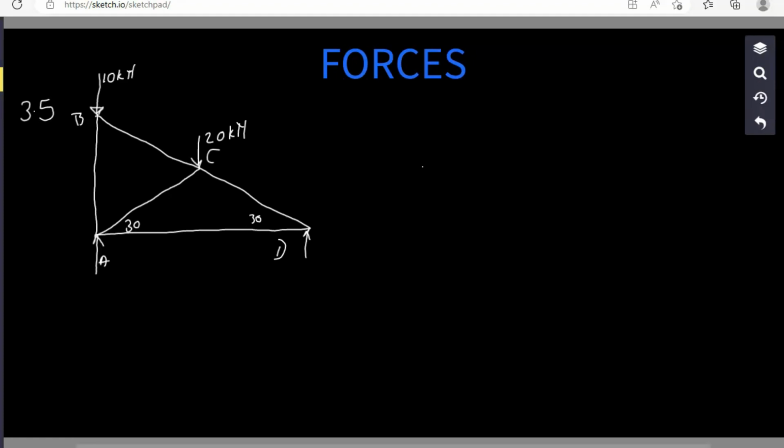So we're going to take it as a beam, as we know how to calculate for the reactions. Where this will be our A, this will be our D. There will be a force acting here, a force of 10 kilonewtons. And there will be a force acting here, a force of 20 kilonewtons.